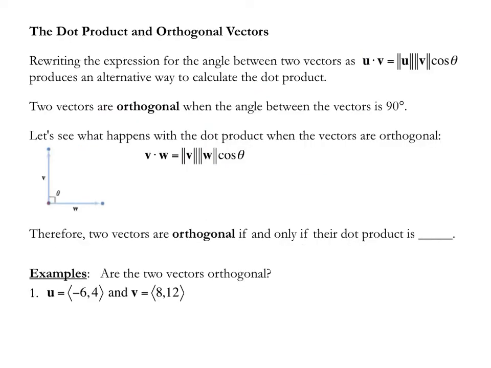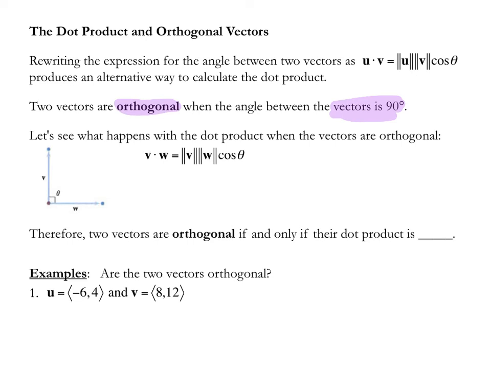Alright, the last application of the dot product is to decide whether or not vectors are orthogonal. So two vectors are orthogonal when the angle between them is 90 degrees. It's pretty much the same situation as what we get when we talk about perpendicular, but perpendicular is talking about two lines. This is the word we use when it's two vectors. We call them orthogonal.